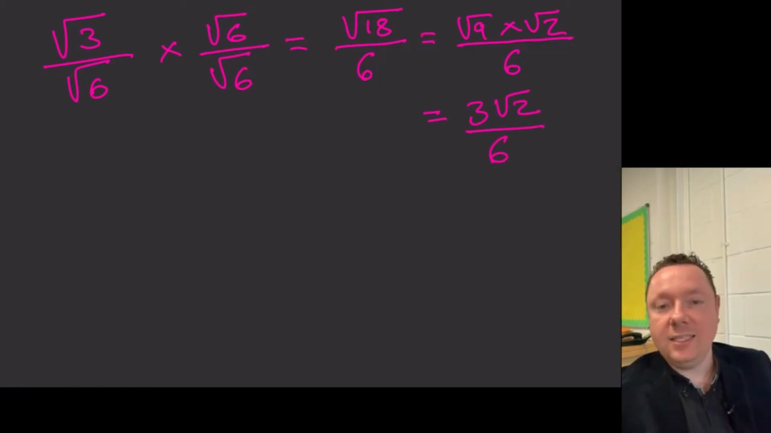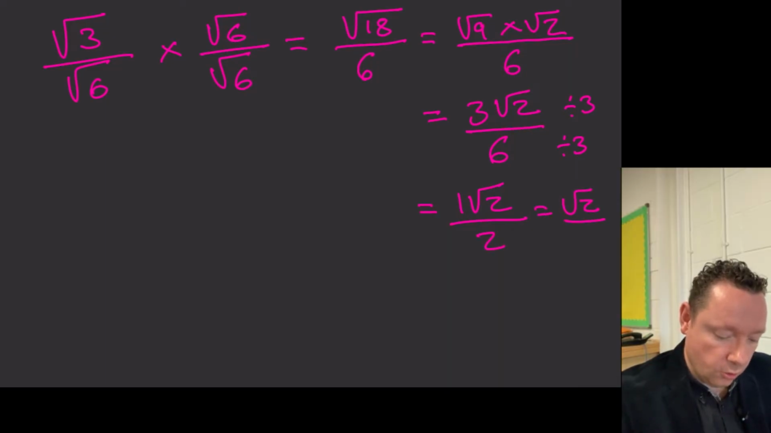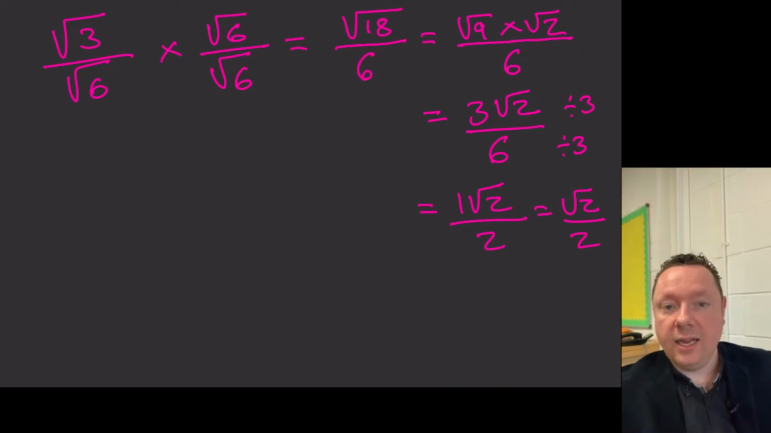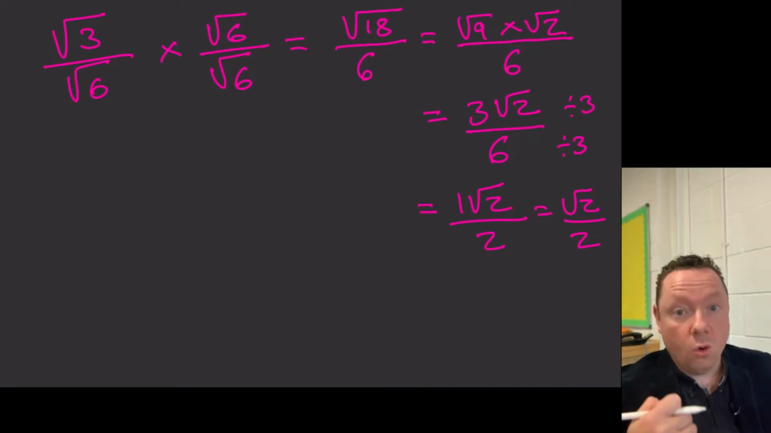But 3 and 6 can be simplified as a normal fraction by dividing the top by 3 and then dividing the bottom by 3. 3 divided by 3 is 1, so we get 1 root 2 over 6 divided by 3 is 2, or just root 2 over 2. Do not go any further than that. You can't do the 2 divided by 2 part because it's a root over a number and that's not allowed. Only roots go together or numbers go together. Don't mix them up, okay?